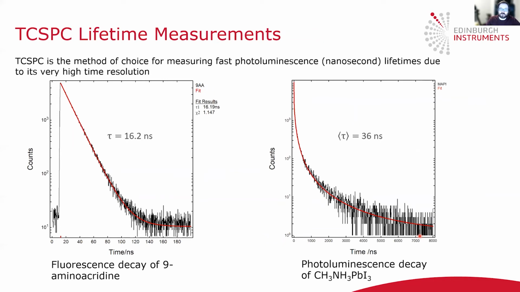TCSPC is the method of choice for measuring fast photoluminescence lifetimes, typically on a nanoseconds to picosecond time range, due to its very high time resolution. The timing electronics of the FLS1000 has a resolution down to 305 femtoseconds.